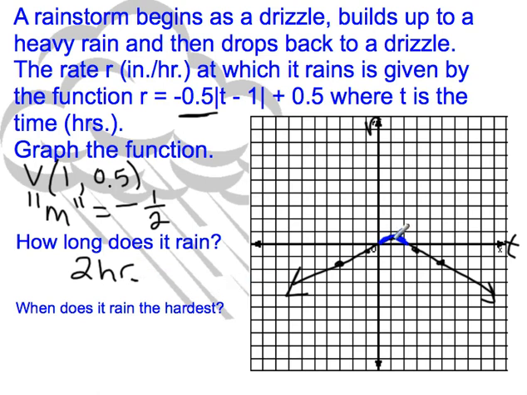And when is it raining the hardest? Well, that's going to be at our vertex because that's when it's the most inches per hour. That's when the rate is the highest. So when is it raining the hardest? Well, that's going to be 1 hour after it started. So it's at 1 hour that it is raining the hardest.